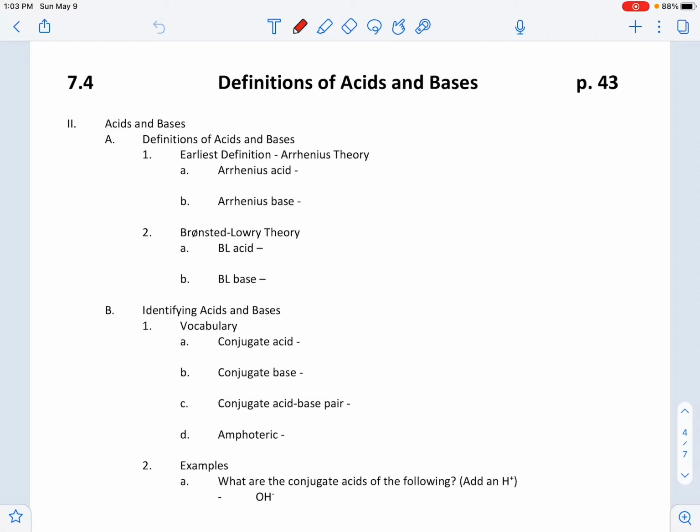Hey students, welcome back. This is 7.4. We're going to talk about acids and bases. So we're shifting gears a little bit away from solutions and now we're getting into acids and bases.